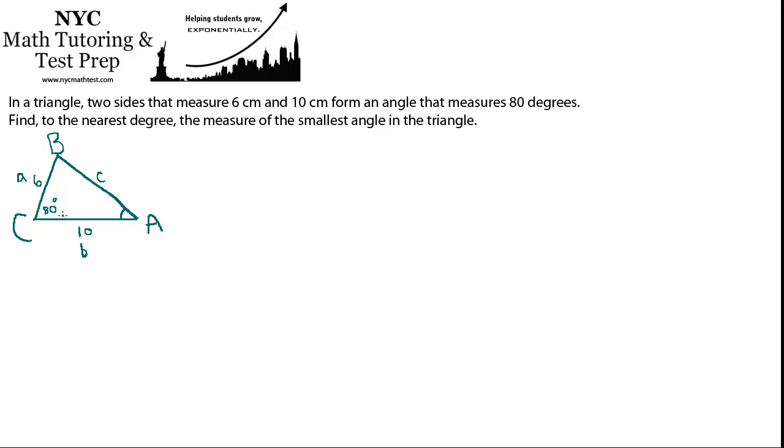So we don't have enough information. In order to use law of sines, you need 3 out of 4 in terms of sides and angles, and we don't have enough. So if we have 2 sides and 1 angle, we can use the law of cosines, and that will allow us to find side c. And then once we have side c, we can use the law of sines to find angle A. So let's walk through that.